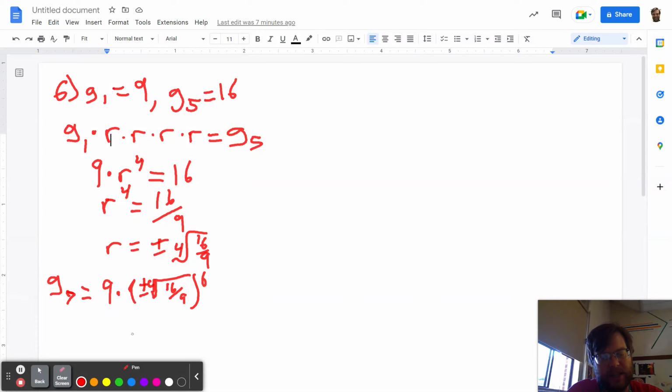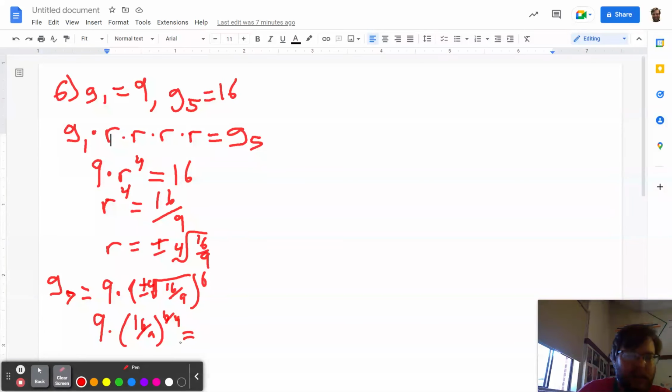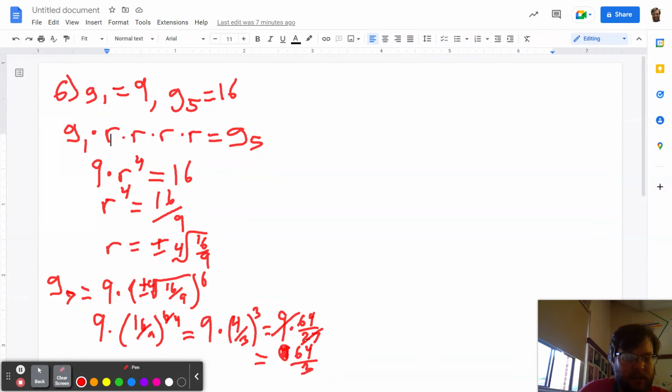Because it's an even power, that cancels out the plus or the minus, and the fourth root and the sixth power can be rewritten like this, as 16 over 9 to the 6 fourths. That reduces also down to the 3 halves, which is the same as taking the square root and then raising that to the third power. So I have 9 times 4 thirds raised to the third power. That means I've got 9 times 64 over 27. And you can reduce that down to, not 9, 64 over 3, because 9 goes into 27 3 times.